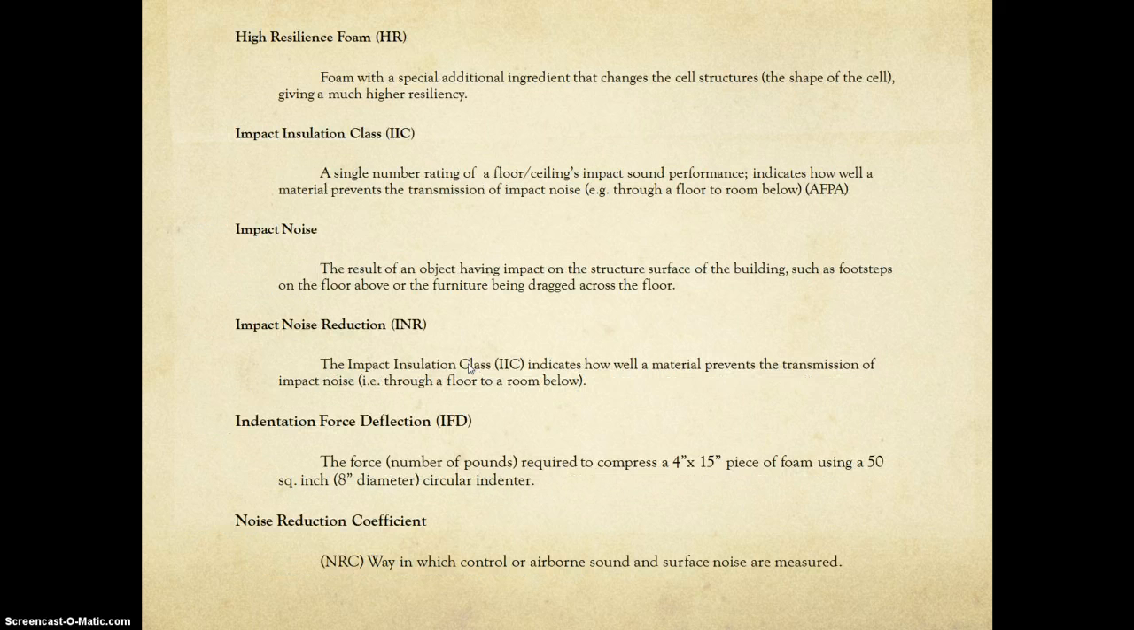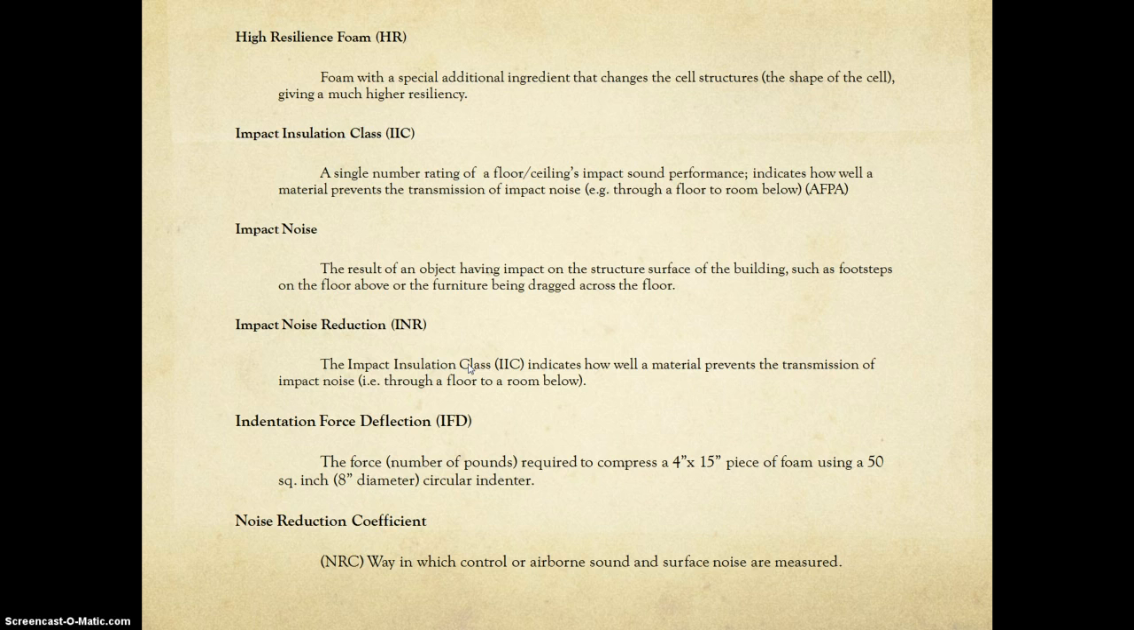High resilience foam, HR foam, has special additional ingredients that change the cell structure, the shape of the cell, giving a much higher resilience. Impact insulation class, IIC: a single-number rating of the floor/ceiling impact sound performance. It indicates how well a material prevents the transmission of an impact noise through the floor to the room below.